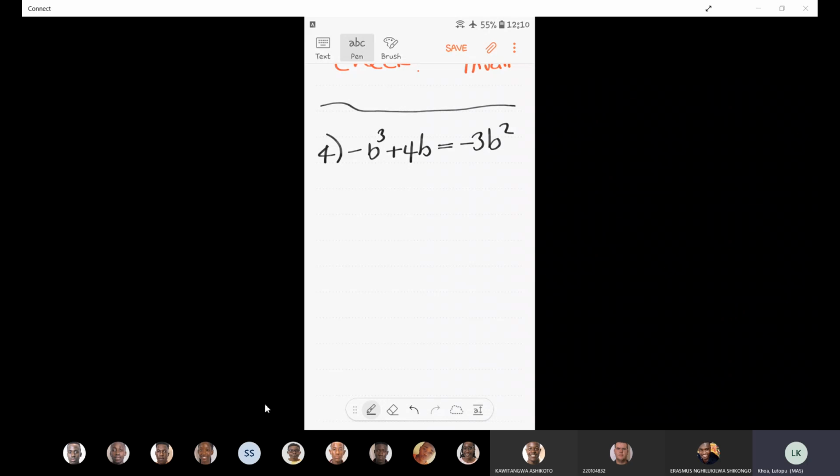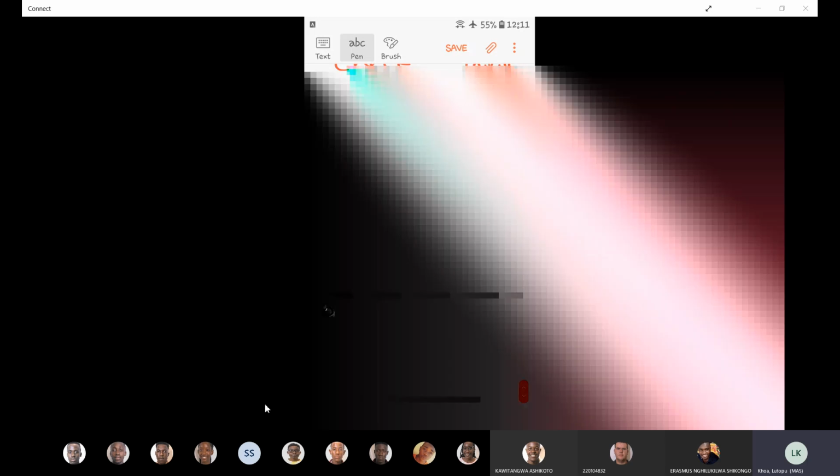So I will rewrite this as b to the power of 3 minus 3b squared minus 4b, and this is equal to 0. Okay, then I can factor out b because b is a common factor. So I have b times b squared minus 3b minus 4, and this is equal to 0. And then my bracket can also be factorized. So I have b.